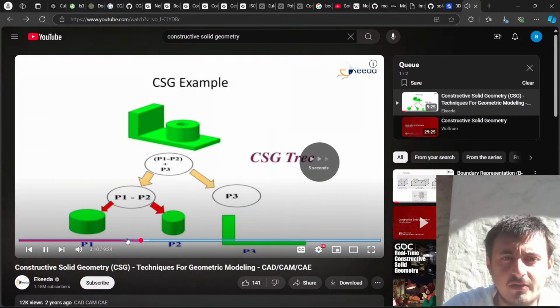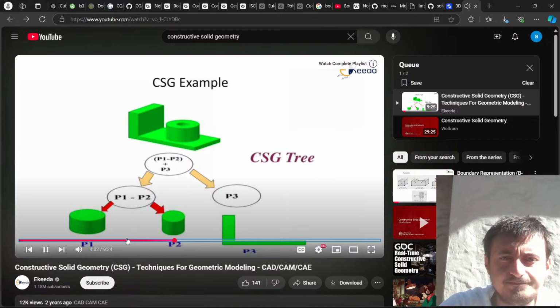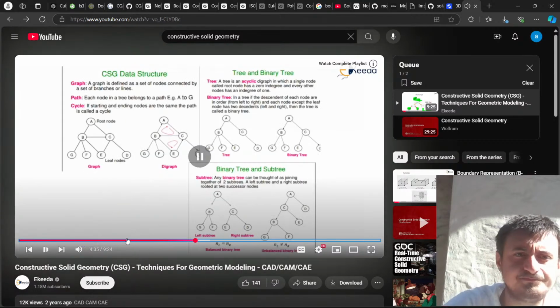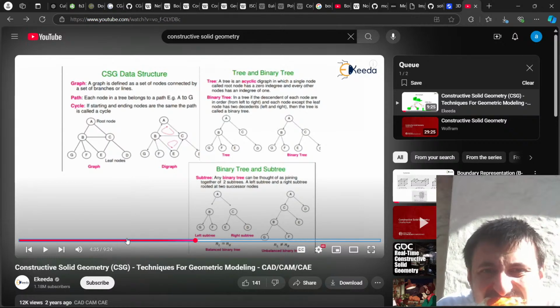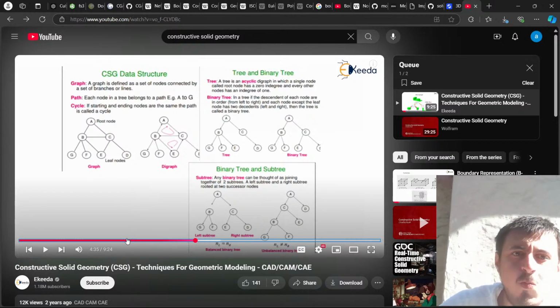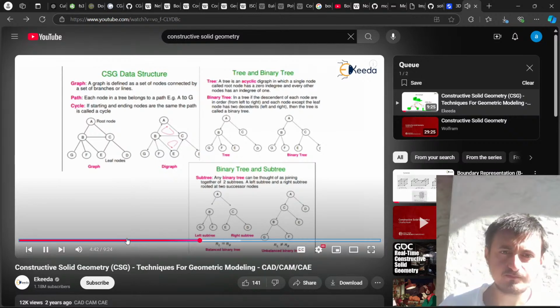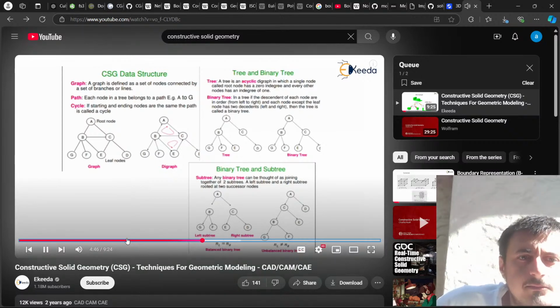A tree is formed from a set of nodes connected by a set of branches or lines. So a path is followed, that is, each node in a tree belongs to a path, for example A to G. So A, B, G is one of the paths. While a cycle, if the starting and ending are the same, is called a cycle.